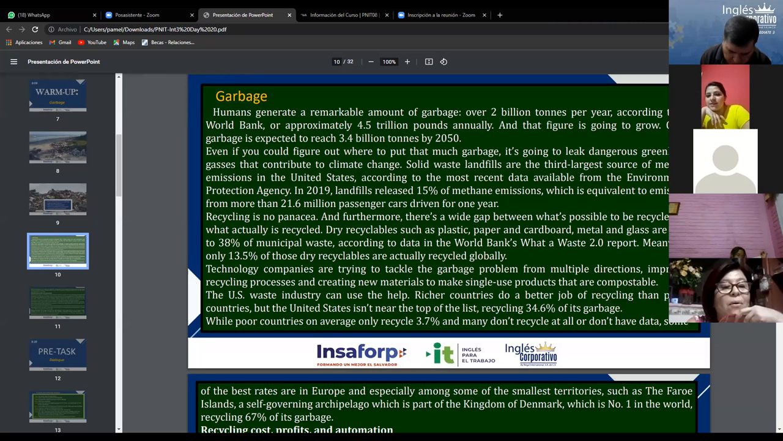The US waste industry can use the help. Richer countries do a better job of recycling than poorer countries, but the United States isn't near the top of the list, recycling 34.6% of its garbage. Poor countries on average only recycle 3.7%, and many don't recycle at all or don't have data.